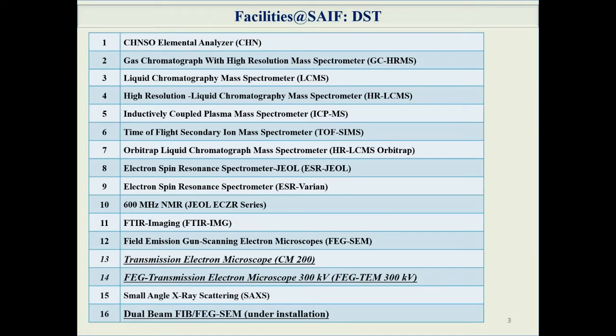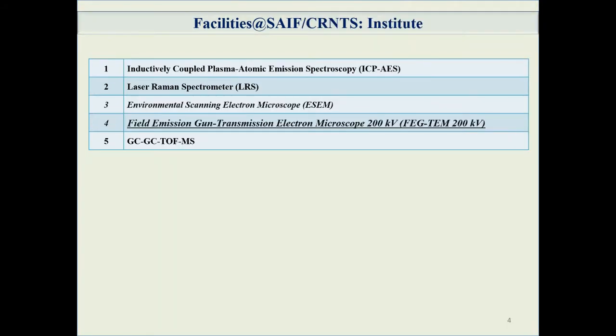SAF IIT Bombay has several analytical instruments and provides measurement services to IIT Bombay users and to users from other colleges, universities, national laboratories, and various industries as well. The current slide shows the list of instruments funded by DST, in which 2 of the electron microscopes have been highlighted. The one at the bottom is an upcoming facility, a dual beam focused electron and ion beam, which will be installed soon. The next slide shows the list of instruments under the central facility funded by IIT Bombay.